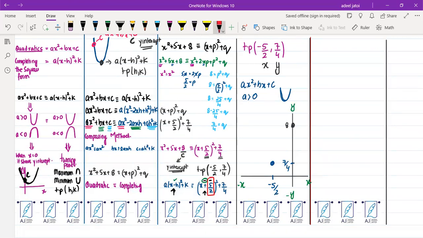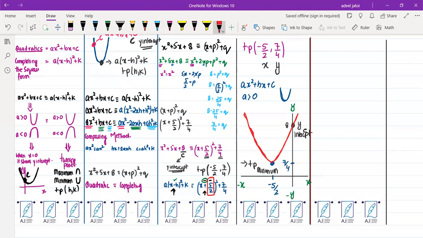So when we draw the graph, it will intercept the y-axis, and it will turn through the turning point. This will be your turning point, and this turning point is your minimum point. This 8 becomes your y-intercept.